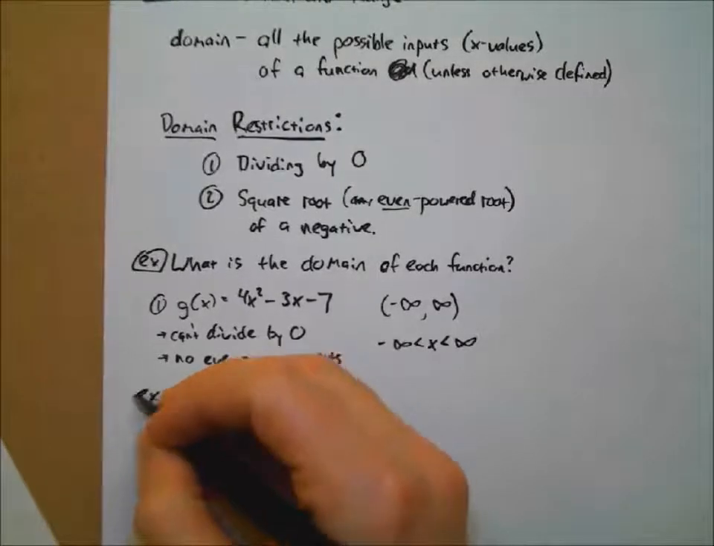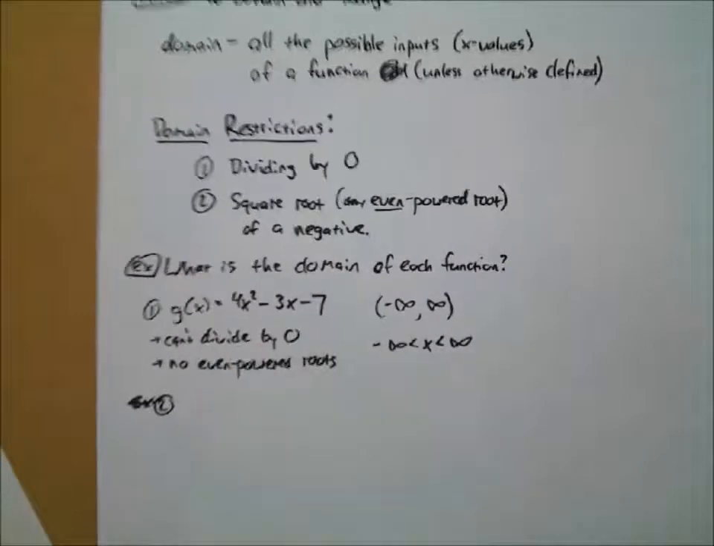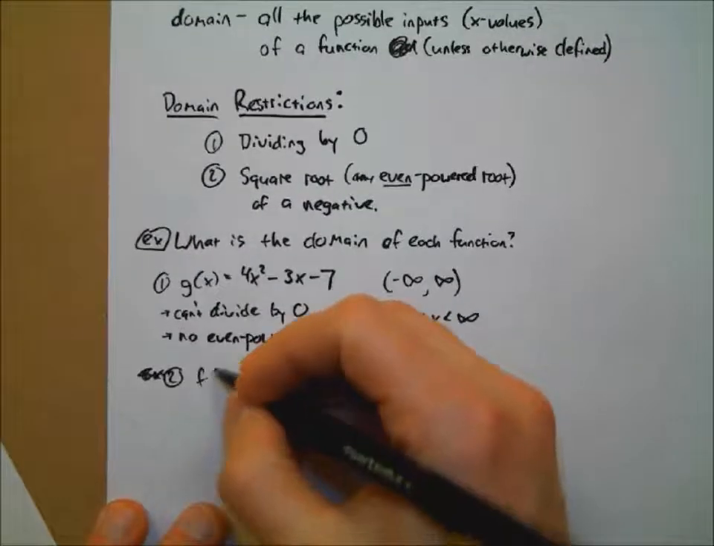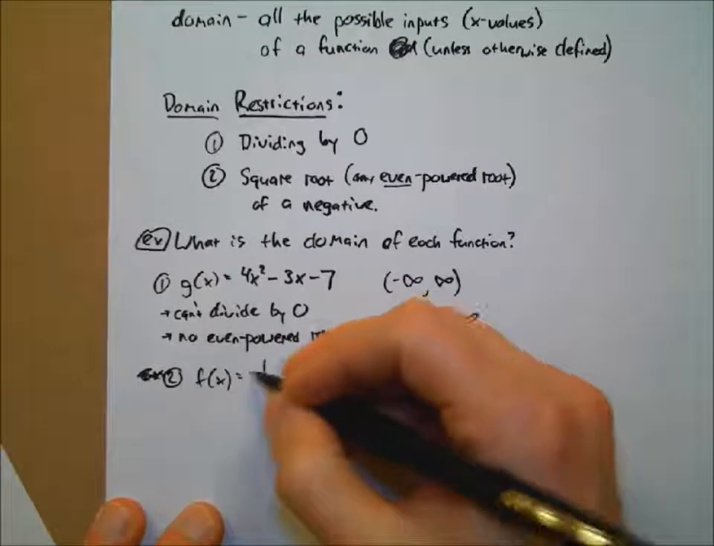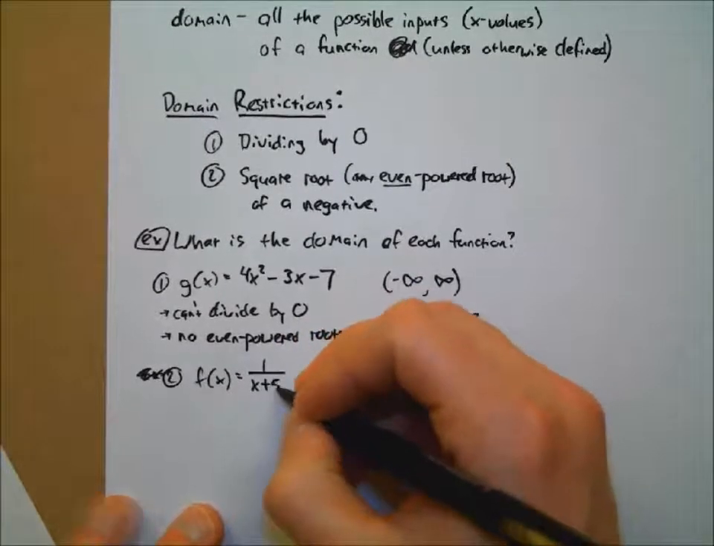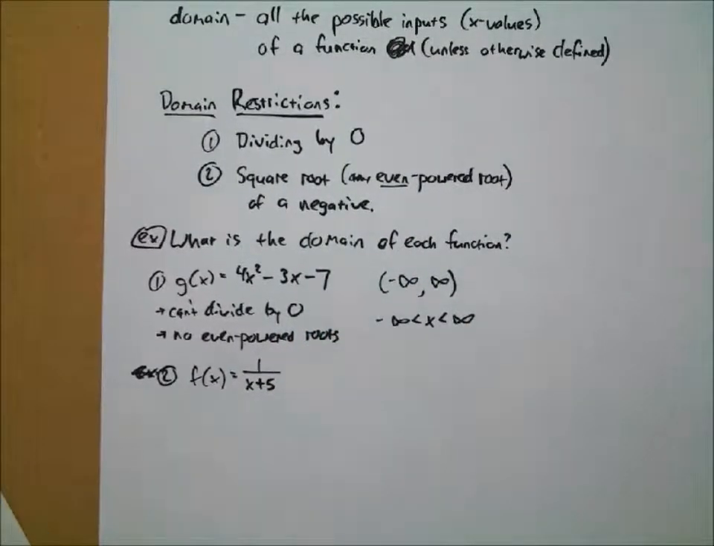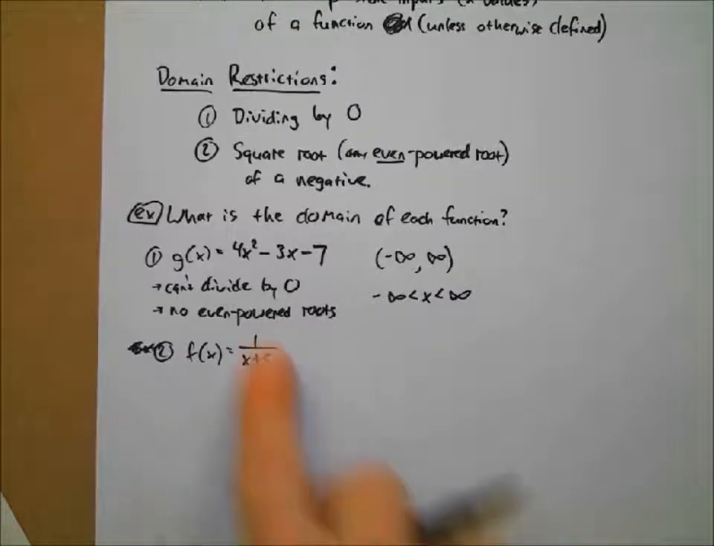I don't need to write that again. Let's do number 2. Let's say f of x equals 1 over the quantity x plus 5. Could we divide by 0 in this case? Yes. What x value would create that scenario? Yeah, negative 5. Exactly right.